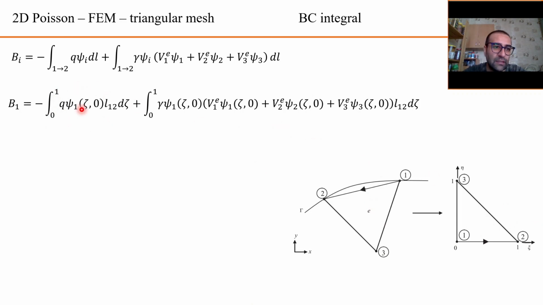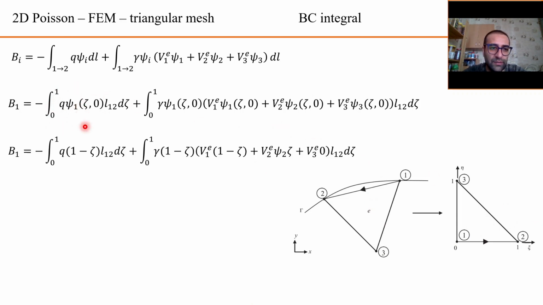Therefore, now by substituting psi 1, that is 1 minus zeta, by considering that eta is 0 here, and here psi1, psi2 here, and psi3 is 0 over this contour, obviously. And Q is a constant, L12 is a constant, it goes out, and V1, V2 and V3 are all constant, and if you can calculate this integral, you will get these 4 terms.